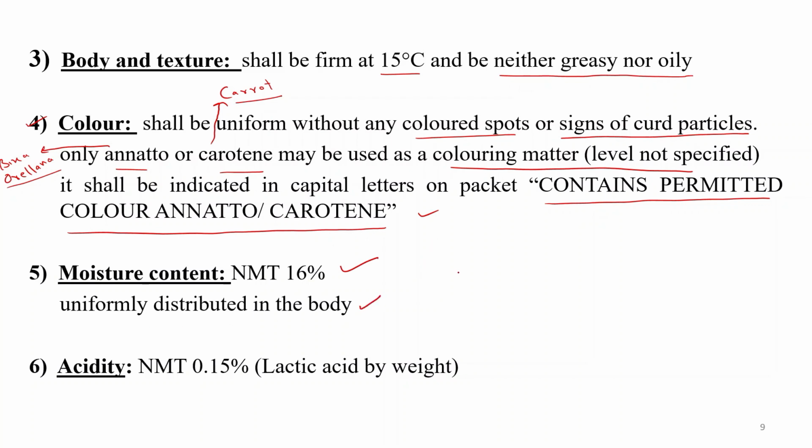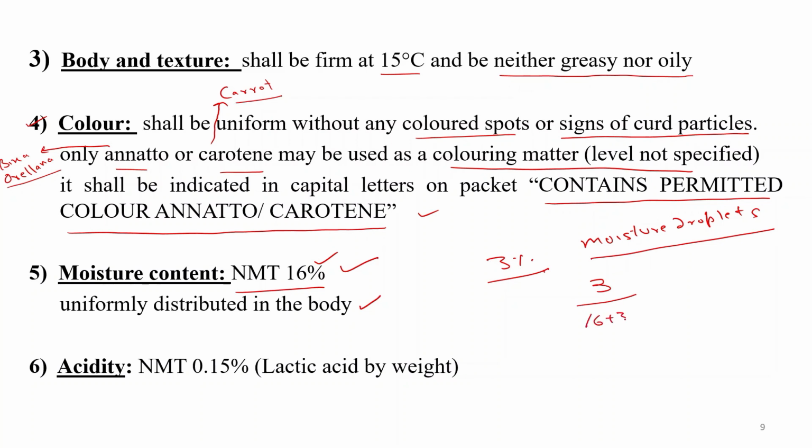So I have told you that salt content should not be more than 3% and moisture content should not be more than 16%. So if somebody asks you what is the permitted level or percentage of salt in the moisture droplets of butter, salt maximum 3 is allowed and maximum 16 is the moisture. So 16 plus 3, that is 19, so 3 by 19 into 100, because we have to calculate the percentage, so that will be equal to 15.78%. That is the answer.